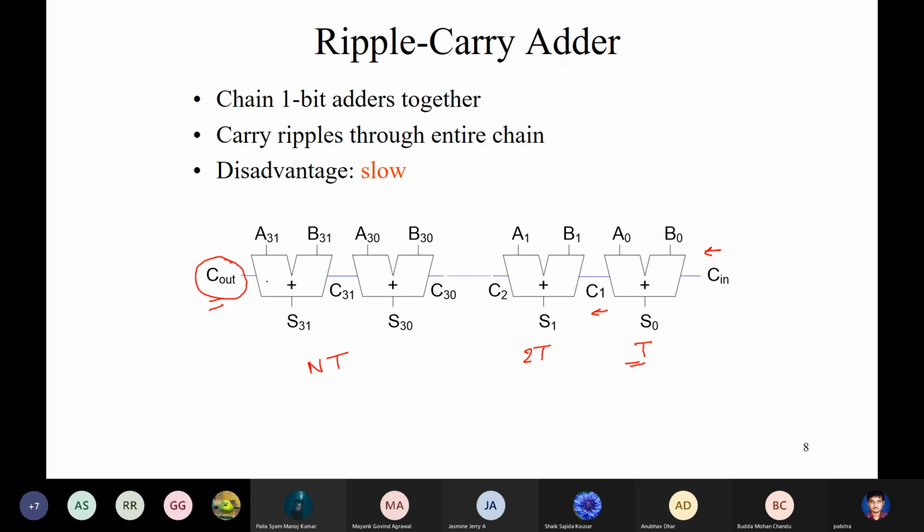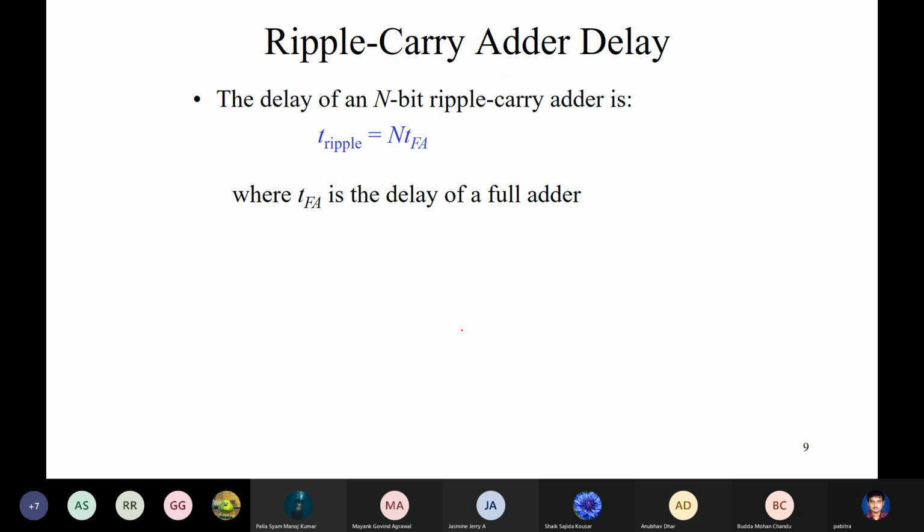So the main problem is that we have to wait for the carry out from the previous bit, then compute the sum and the carry out for the next bit. So we have to allow for this delay, and this makes the system slow. If you have a larger number of bits, there will be a significant amount of time for this rippling to happen. So is there a solution to this problem? This would be the total delay: if TFA is the delay of a full adder, then for an n-bit ripple carry adder, n times TFA would be the total delay.